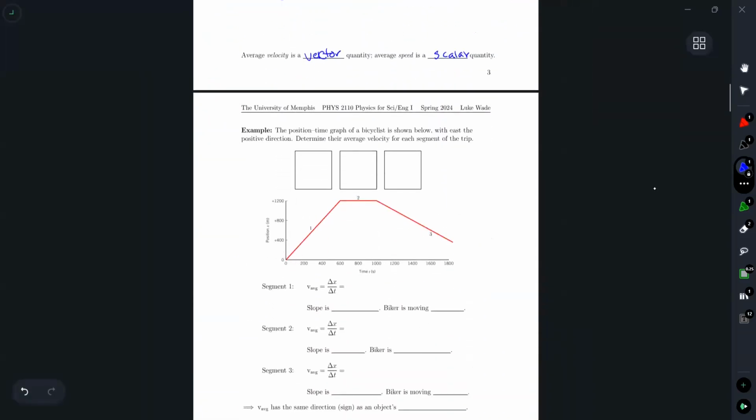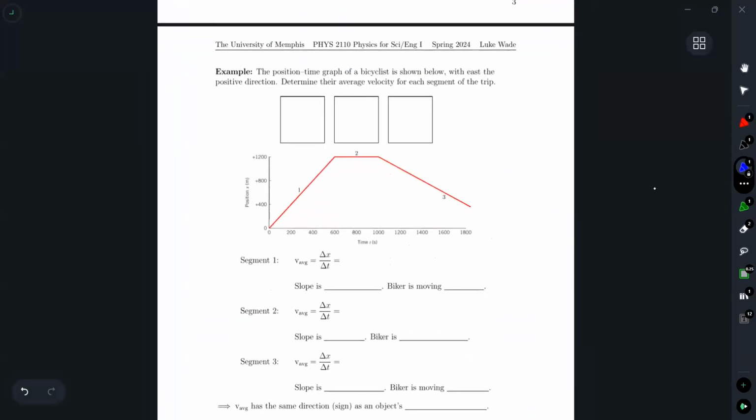Okay, I want you to take a couple minutes to attempt this one. Don't worry about these boxes up at the top. We'll draw something in there in a minute. I just want you to calculate the average velocity for these 3 segments it asks about. Okay, and the numbers do line up how you think they would. So at 200, it is 400, and so on and so forth. So just take a minute, try and find those average velocities for these 3 segments.